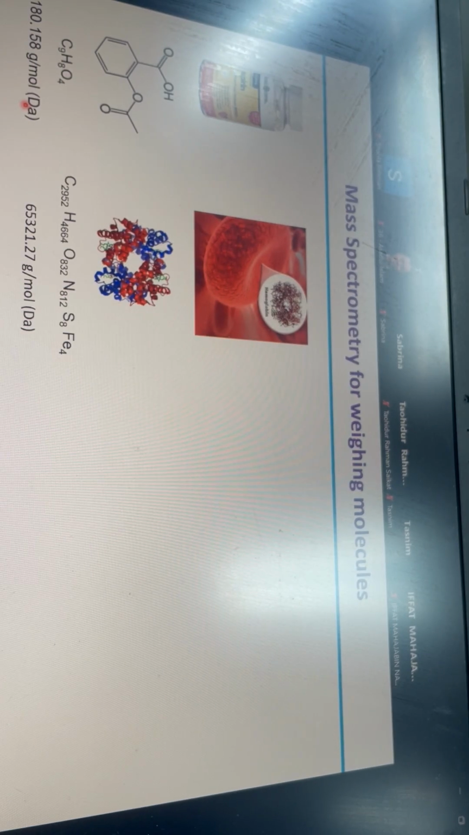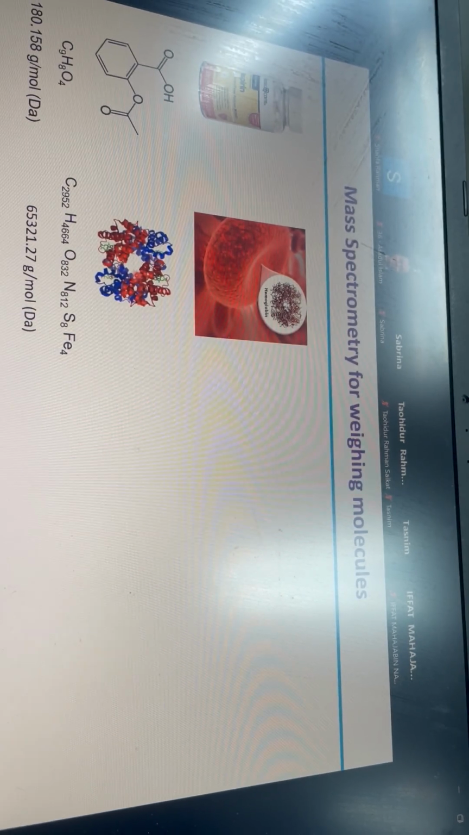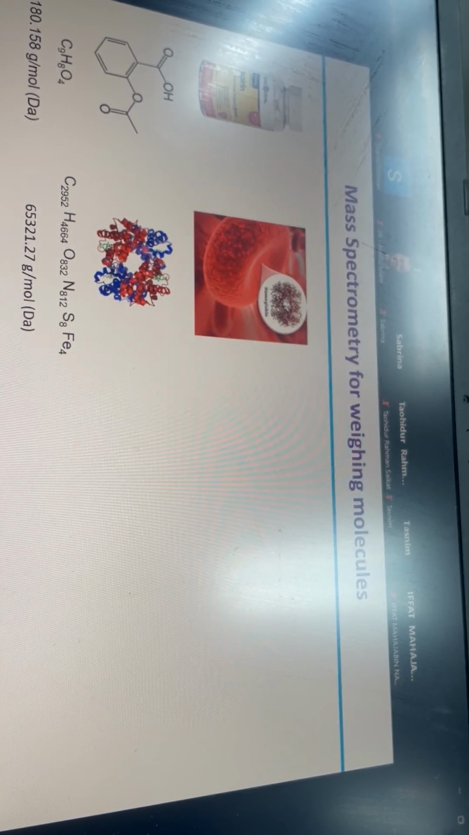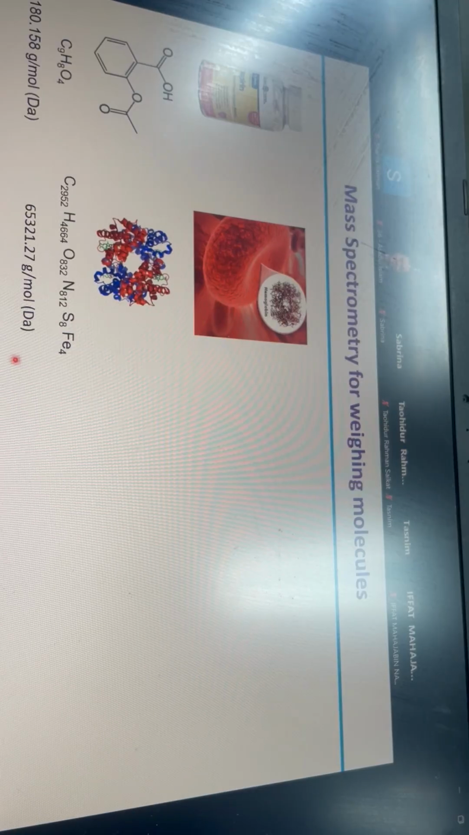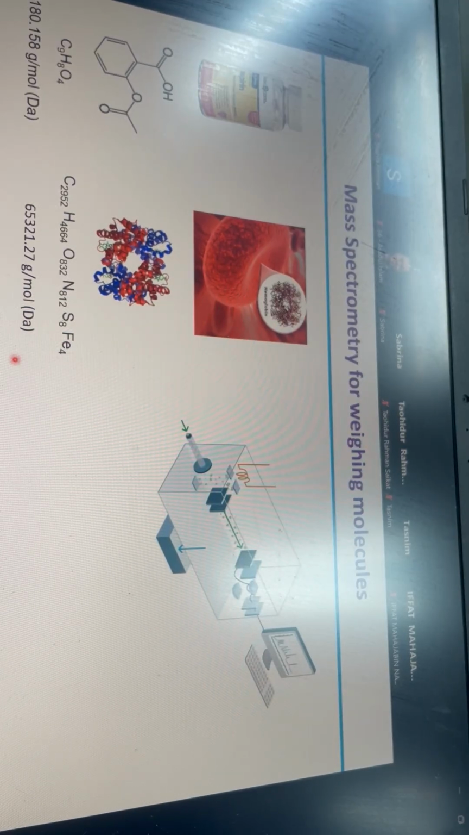And then we have big molecules like hemoglobin. Hemoglobin has four subunits: alpha, alpha prime, beta, beta prime. Each subunit is about 16,000 gram per mole, or Dalton. So you have four, and altogether you have about 65,000 gram per mole, or Dalton. So as I mentioned, the main function of a mass spectrometer is weighing molecules, weighing single molecules.